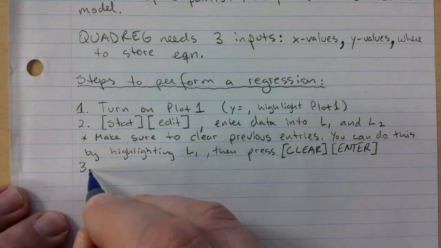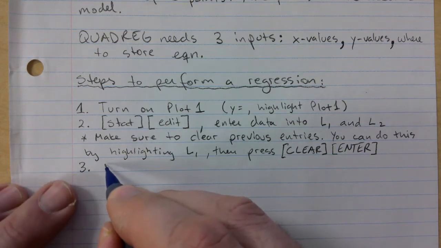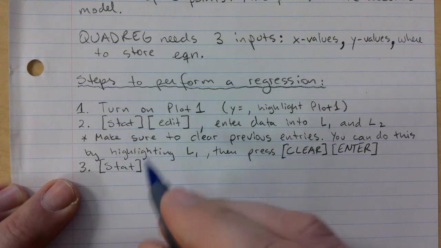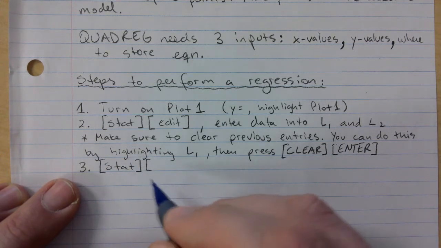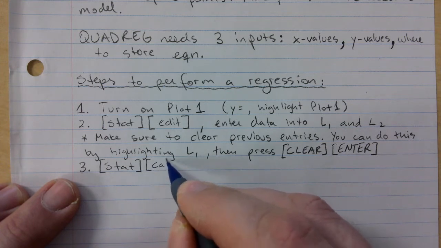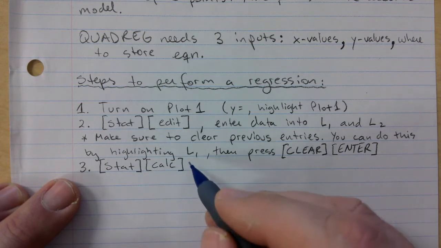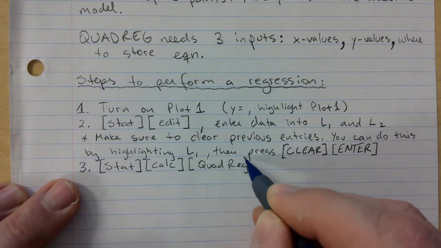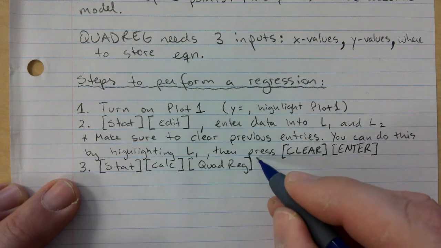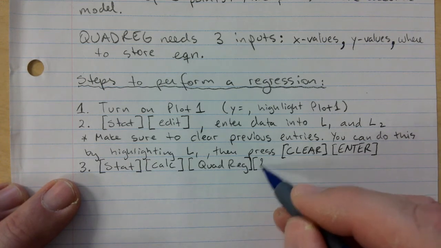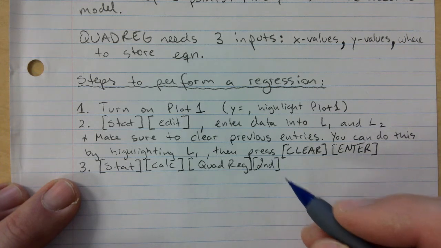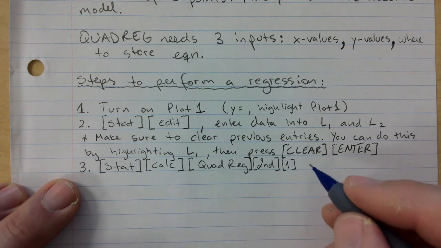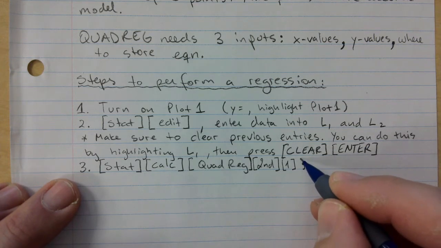Number 3, third step, we're going to press stat. And I'm going to actually write out exactly the steps, okay? Stat, calc, quadratic. So for now just trust me, okay? Second 1. There's a comma button.